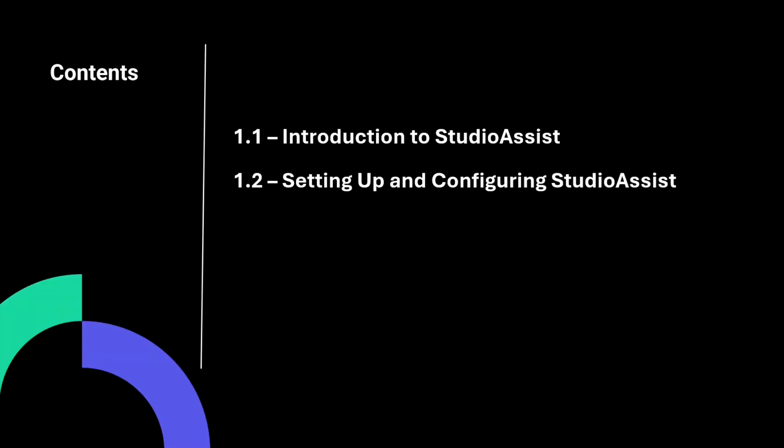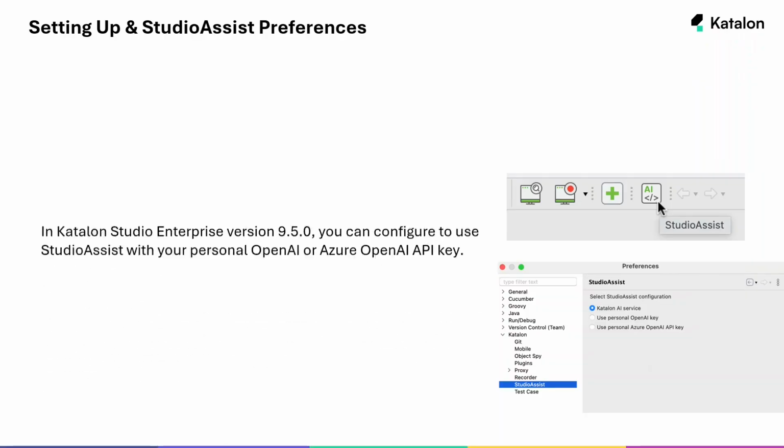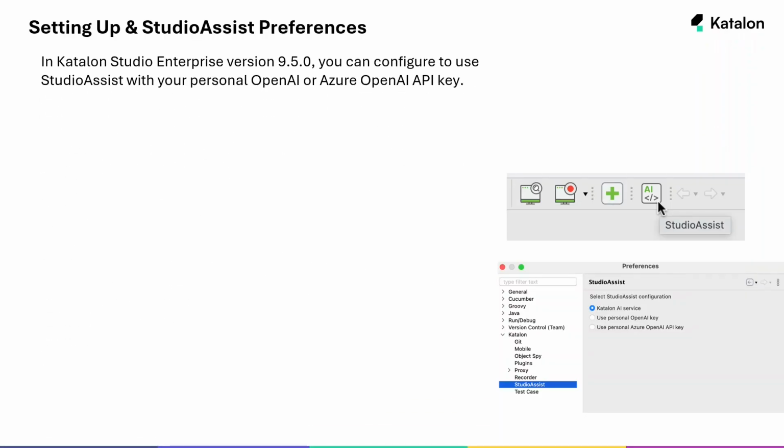As part of section 2 in chapter 1, I'm going to teach you how we can set up and configure Studio Assist in Katalon Studio. In Katalon Studio Enterprise version 9.5.0 onwards, you can configure Studio Assist to use your personal OpenAI or Azure OpenAI API keys.